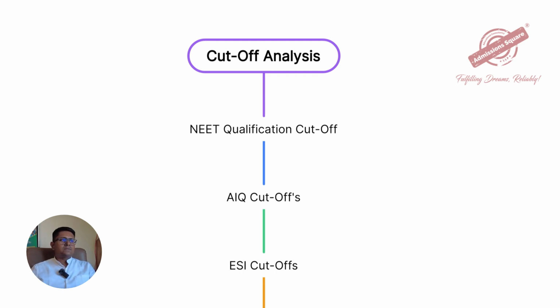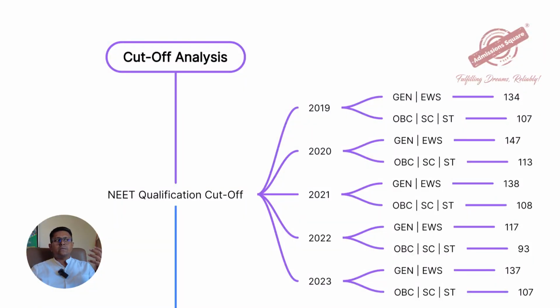Now on the screen, as you can see, let's first discuss the NEET qualification cutoff, because at the end of the day, if you are not qualified, you do not stand to get into MBBS colleges in India at any cost, correct? So these are very basic. In 2019, the general cutoff was 134, and for OBC SC ST 107. If you remember, in the initial videos where we started, we told that the range is between 130 to 160, correct? So this is where we are coming from. In 2019 it was 134 for general.